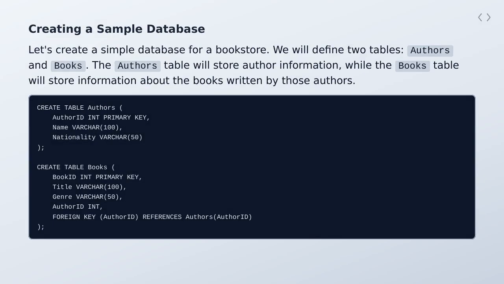This section covers creating a sample database. Let's create a simple database for a bookstore. We will define two tables, authors and books. The authors table will store author information, while the books table will store information about the books written by those authors. The samples on screen walk through this step. Take a moment to read through them.